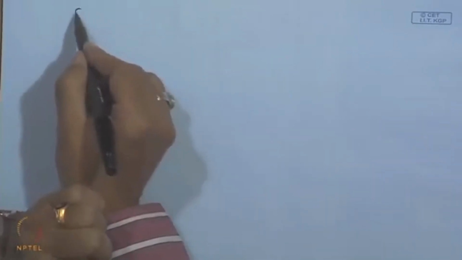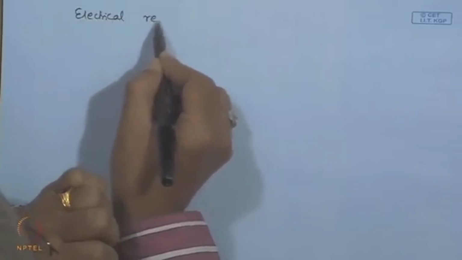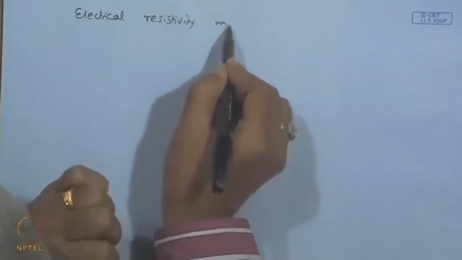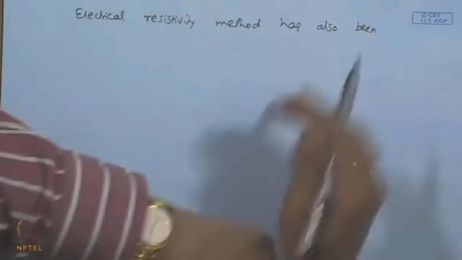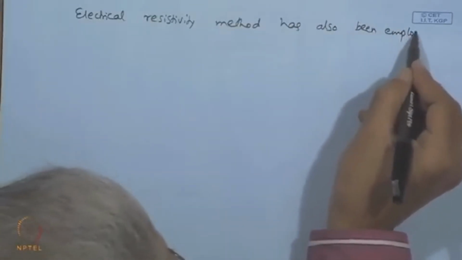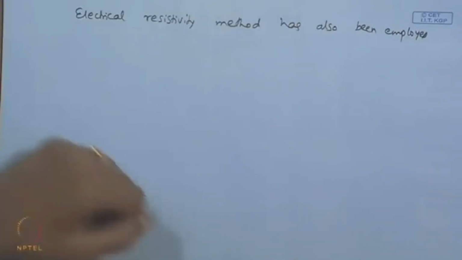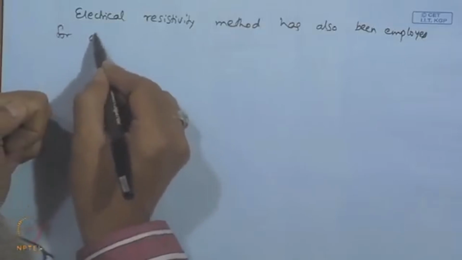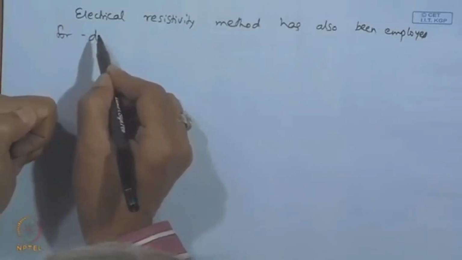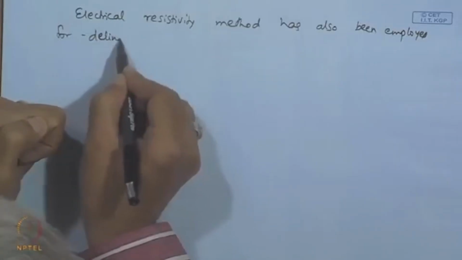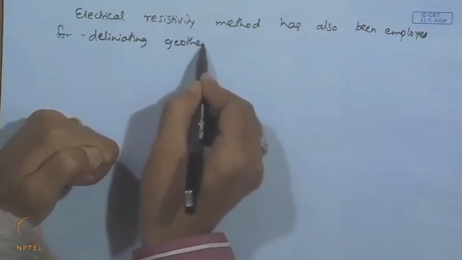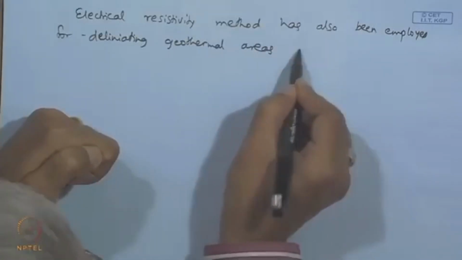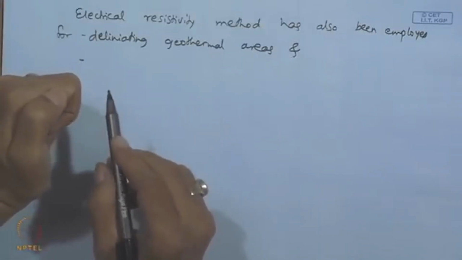And so this electrical resistivity method has also been employed for delineating geological formations or geothermal areas and for estimating aquifer permeability.